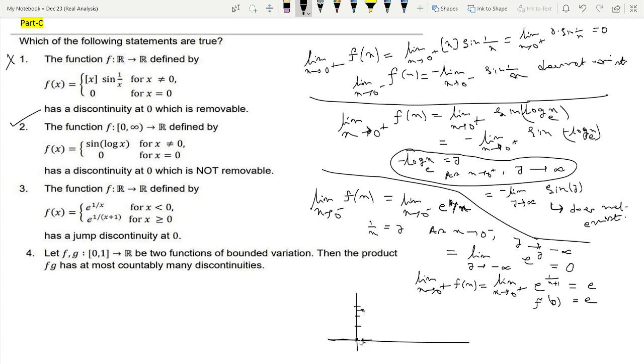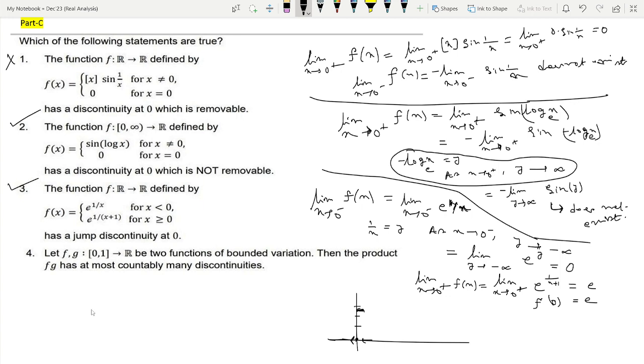So clearly this function has a jump discontinuity at 0, because when it comes to 0 from the left side, it is 0, and at 0 it jumps to e, and also as x tends to 0 plus, this is e. So clearly this function has a jump discontinuity at x equal to 0. So option 3 is the correct option.